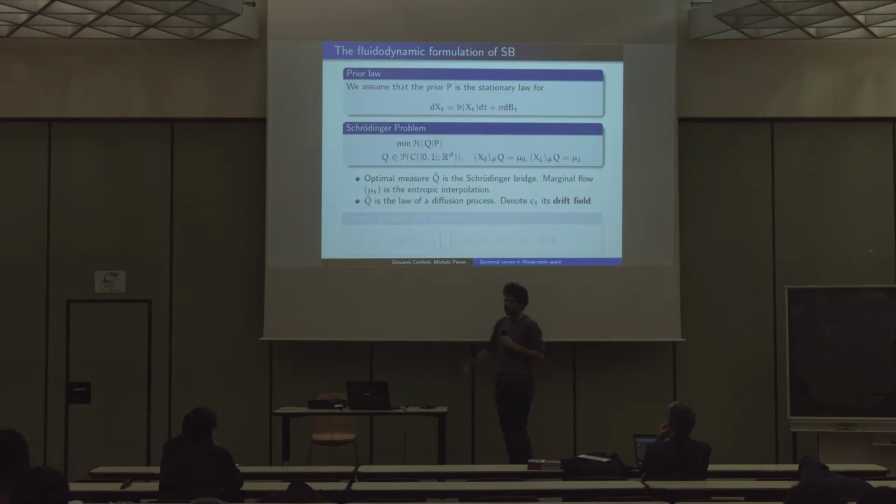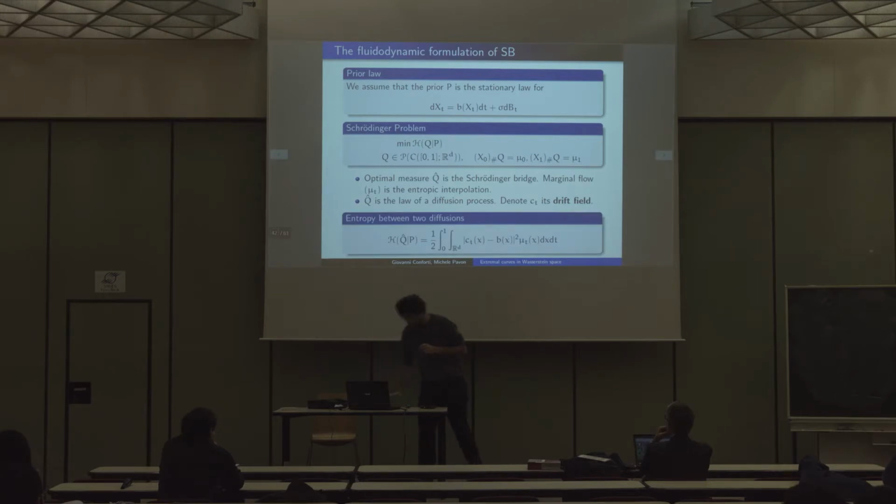And again, I recall to you the Schrödinger problem. So the optimal measure Q hat, it is known that it is again a Markov process. This is a remarkable result, and you really have to prove it. But you can prove that the optimal measure is Markov. So since it's Markov and absolutely continuous, it must have a representation of this kind, where instead of b, you pick another vector field, which is c_t. So the Schrödinger bridge is just a change of drift from the prior law.